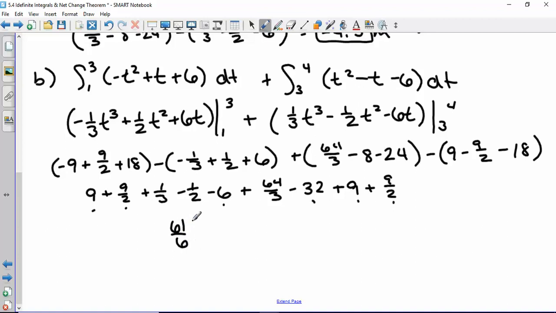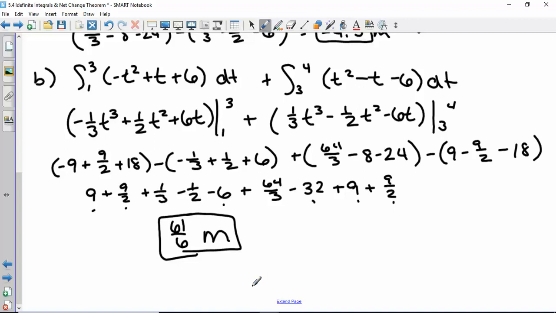61/6. And we knew that should come out to be a positive. If we got a negative there, that would most likely mean we had our signs wrong on the two original ones. So the total distance traveled, 61/6 meters. So are we clear on the difference between distance and displacement?